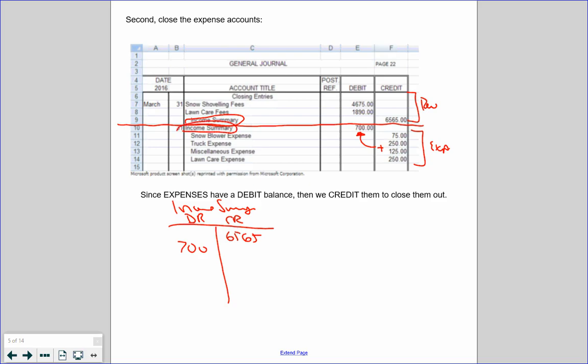Now, don't worry about the order. See how here they did the debits first, then the credit, and then here they did the debits, then the credits. If you did credits first, then debits, I don't care. As long as you've got the right numbers in the right columns, I don't care what order you put them in. Normally, we do debits first, then credits. As long as you've got the right numbers in the right columns, we're good to go. Okay.